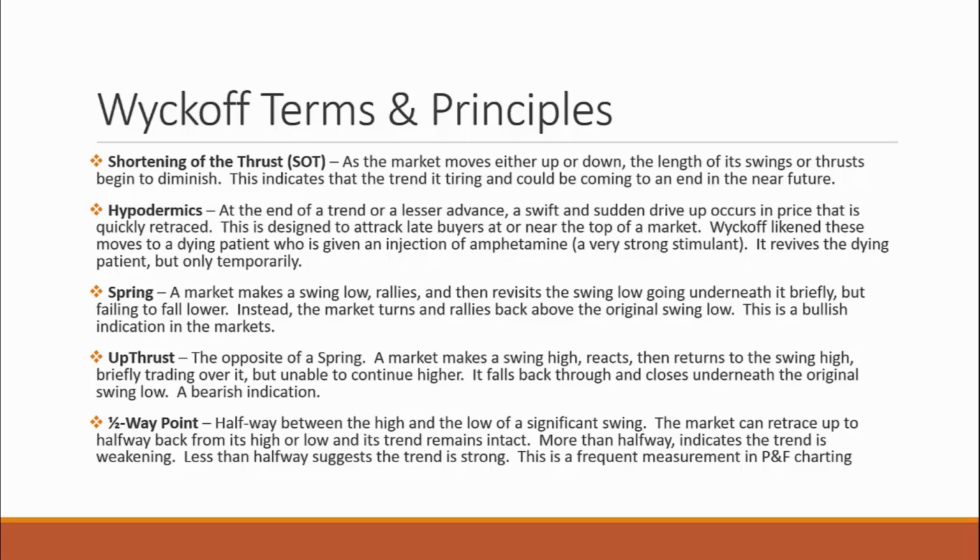And it indicates that the trend is tiring, and the trend can be going either up or coming down. If we're coming down and we fall 9 points, we have a little rally, then we fall again 6 points, we have a rally, and then we fall only 2 points. Well, that's diminishing thrusts down. It's shortening of the thrust to the downside. And it indicates that the trend is tiring and could very well be coming to an end in the very near future. Okay? So that's shortening of the thrust.